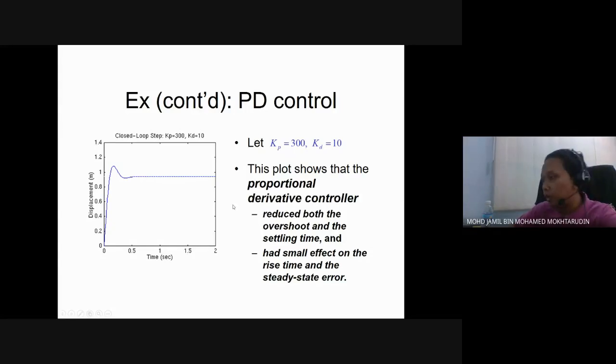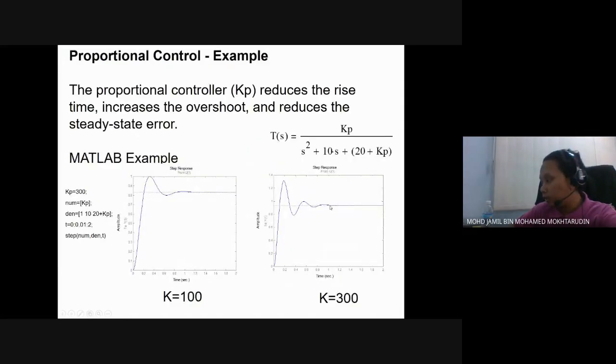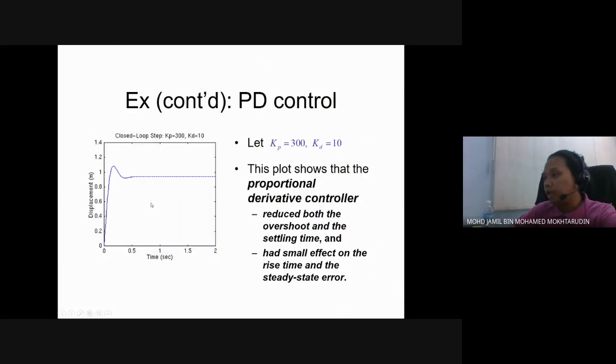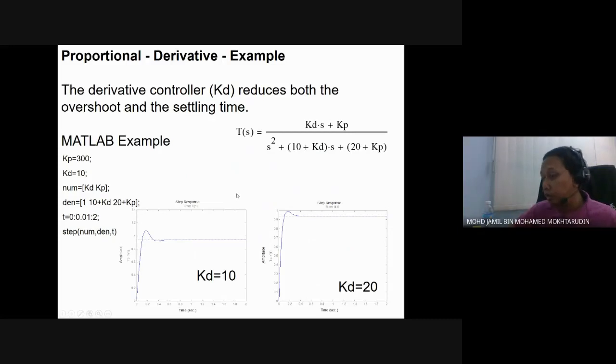So if you use only a P controller, the settling time is about 1.2 seconds. But now if you include a D controller, the settling time is about 0.5. However, if you use a D controller, there is only a small effect on rise time and steady state error. So the D controller only reduces overshoot and settling time. This is an example if you vary the value of Kd. If you use Kd equals 10, there is a higher overshoot and some oscillation. If you use a high value of Kd, then the overshoot is reduced.